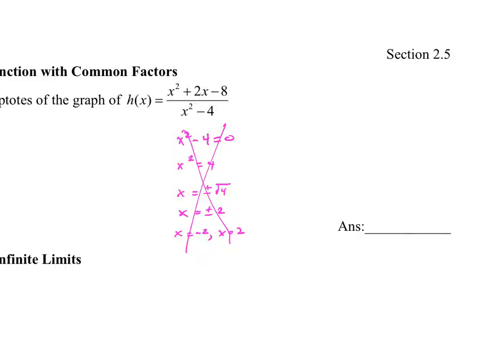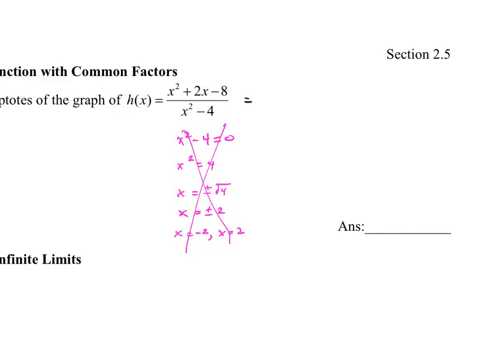Remember, that would be what are the intervals of continuity? What is the domain of the graph? That is not what the question is. So what we have to do first is try to factor and simplify. If we factored the top, we have x squared plus 2x minus 8, and on bottom we have x squared minus 4.